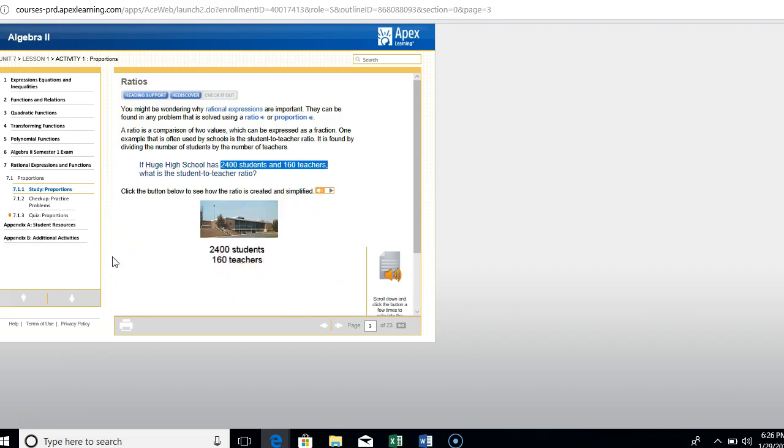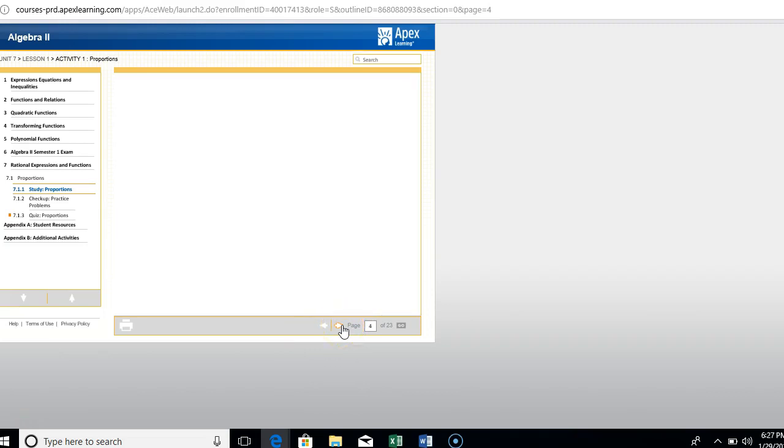You don't want to say, Miss Fergus, I don't get it. 7.1 study proportions, I don't get it. That's way too vague for me to know how to help you. So the more specific, the better. So you're going to go completely through all 23 pages of your study.